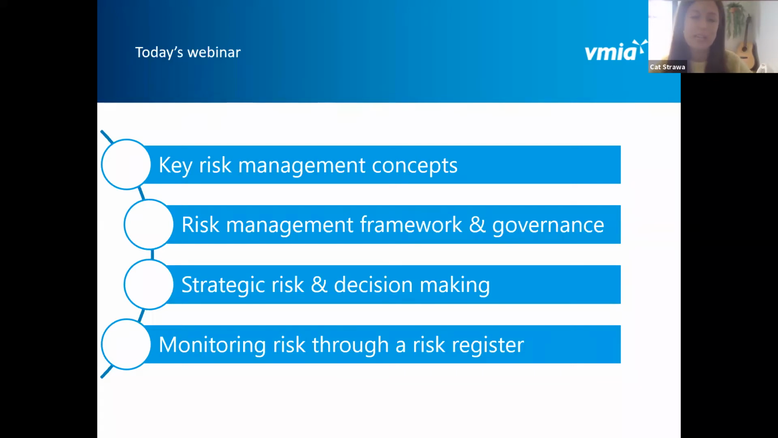Then we'll go through a standard risk management framework, what that looks like, what it contains, and the governance around that as well. And then we'll spend some time talking about strategic risk, decision making as well, particularly in relation to the risk process. So that would include identifying and articulating risks, and what sorts of things we should be recording in a risk register, and in particular a strategic risk register as well.